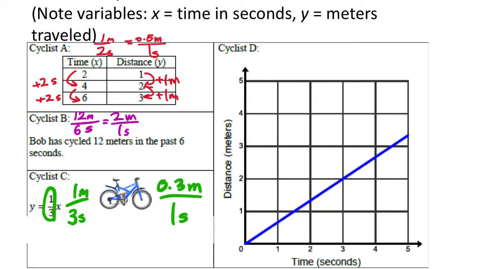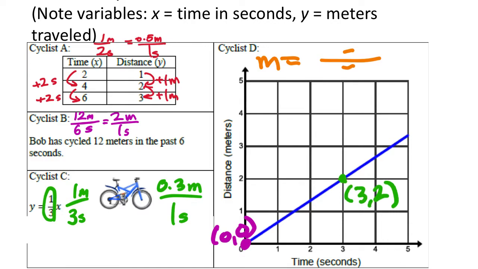For cyclist D, this is a graph, so I'm going to need the slope formula on this one, which is still the rate of change. But we got these two ordered pairs, right? We got this y-intercept here at (0, 0). And then the other ordered pair I see on this one is right here. It's (3, 2). So I put these two ordered pairs in the slope formula, (3, 2) and also (0, 0). And I can type this directly into my calculator using the N over D button. It's going to show 2/3. So that's 2 meters for 3 seconds.